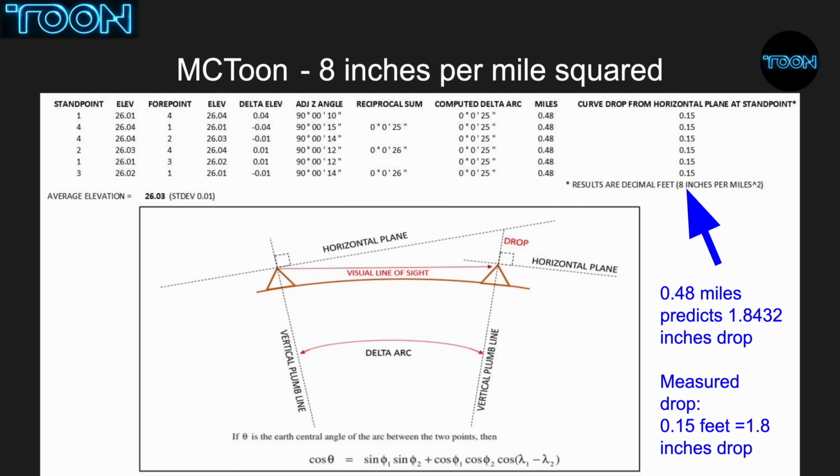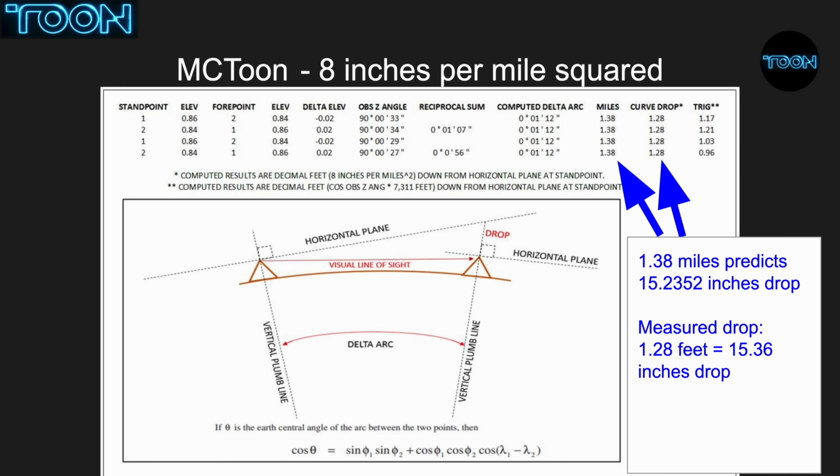There's no organization that tracks the official way to do it, the official formula. So Jesse Kozlowski, a surveyor, friend of mine, did that exact 8 inches per mile squared test. I'll leave it to you to look it up on your own, but over 0.48 miles, the predicted drop is 1.8 inches.